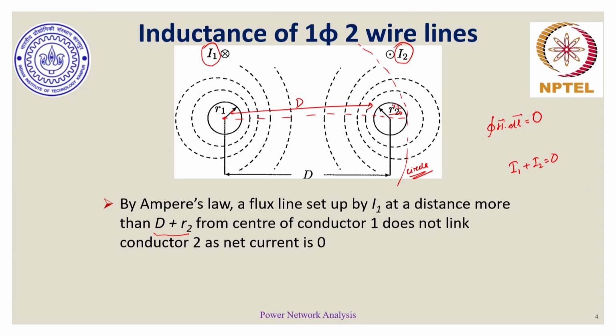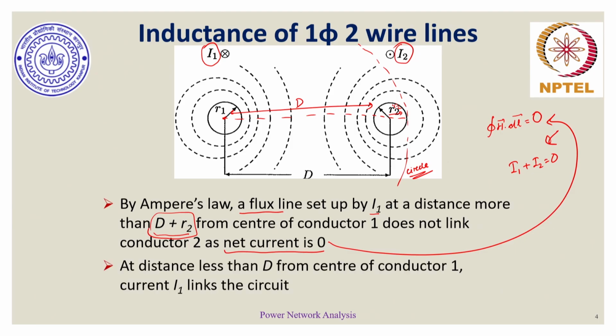That's the reason why it is mentioned that the flux line set up by current I1 at a distance d plus r2 from the center of the conductor does not link conductor 2, because the net current inside this surface is always 0 because of I1 plus I2 being equal to 0. The same could also be said for flux lines with respect to current I2 at a distance d plus r1 from the center of conductor 2. The net current will again be 0, so no MMF would result.